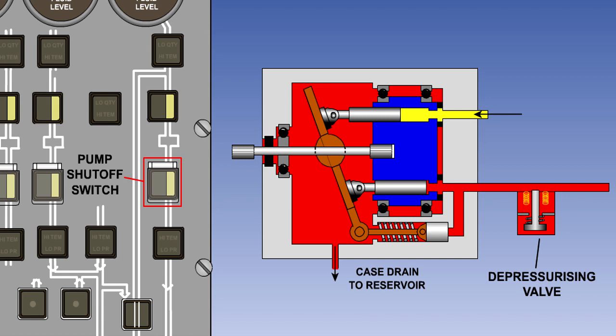Operation of the pump shutoff switch energizes the solenoid-operated depressurizing valve, offloading the pump. You will recall that operation of this valve blocks off delivery to the system, but allows pump cooling and lubrication fluid to continue to flow.